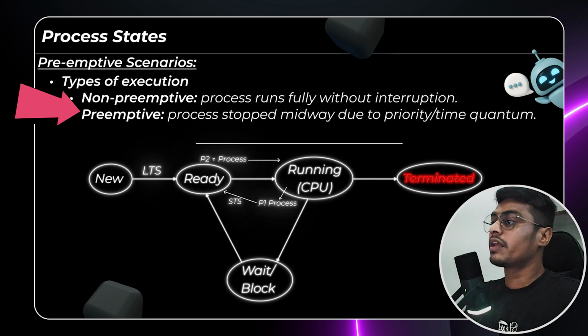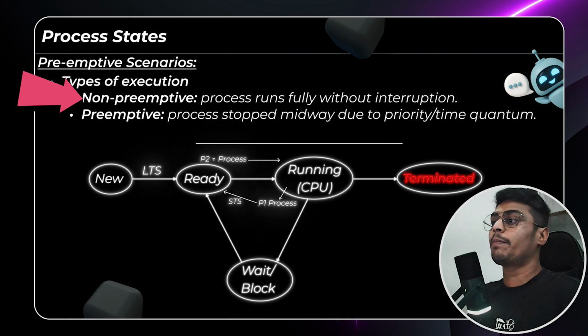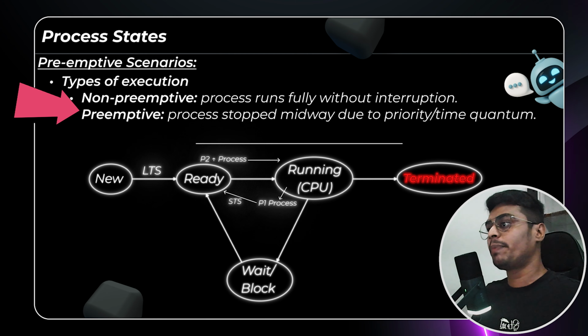If we stop the running process in between due to priority or time quantum expiry, it's called preemptive. Now, what is preemptive and non-preemptive? It is clear. If the CPU executes a process completely without interruption, it's called non-preemptive. If it stops a running process in between due to priority or time quantum expiry, it's called preemptive.